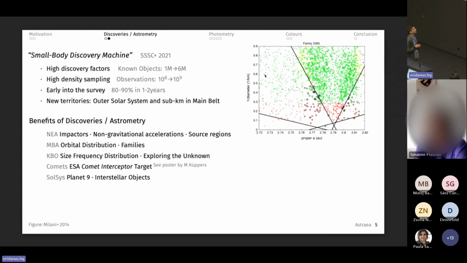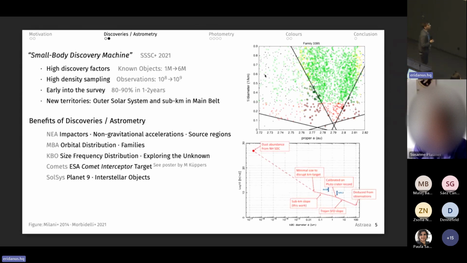And we plot the semi-major axis with 1 over diameter. We get what we refer to as a V shape, and then we look for overdensities in this plot. Clearly, if you have an order of magnitude more objects, this becomes much easier to identify these structures in the main belt.